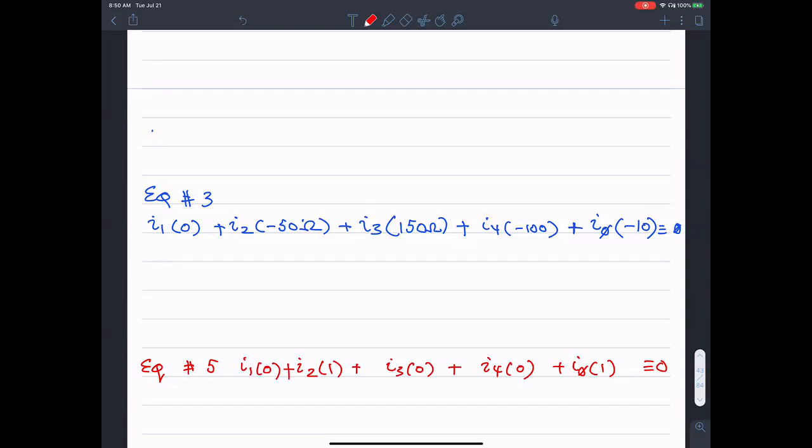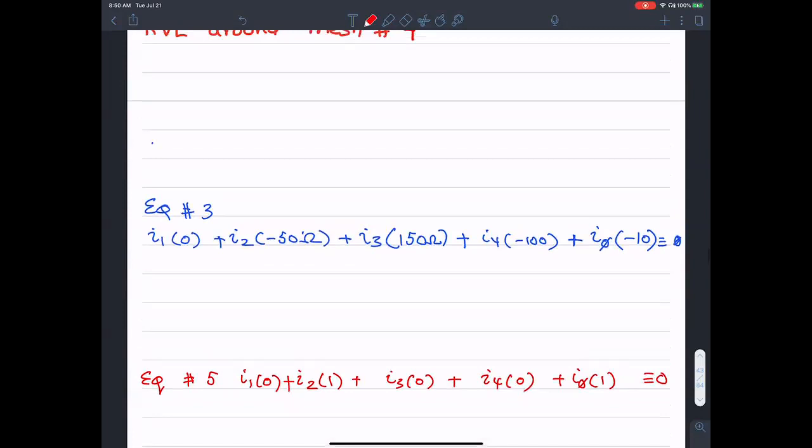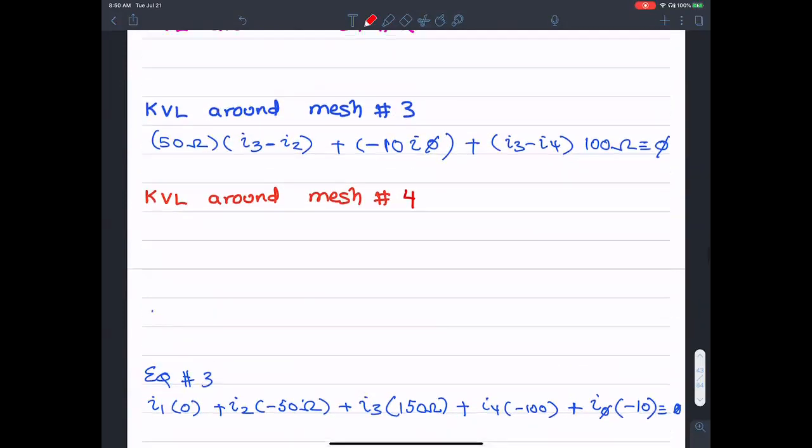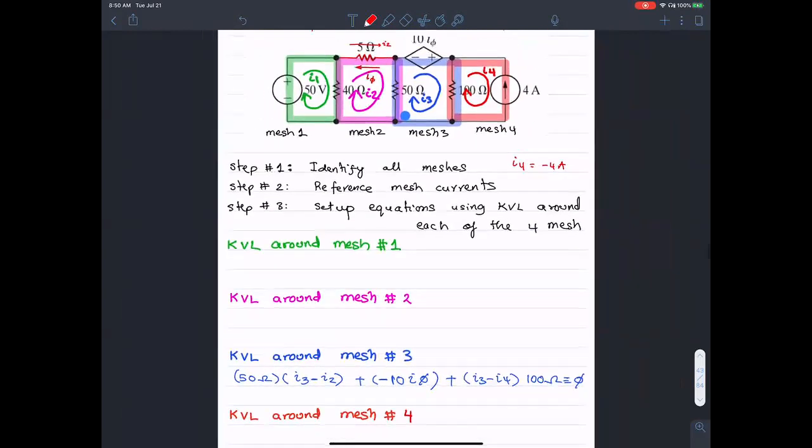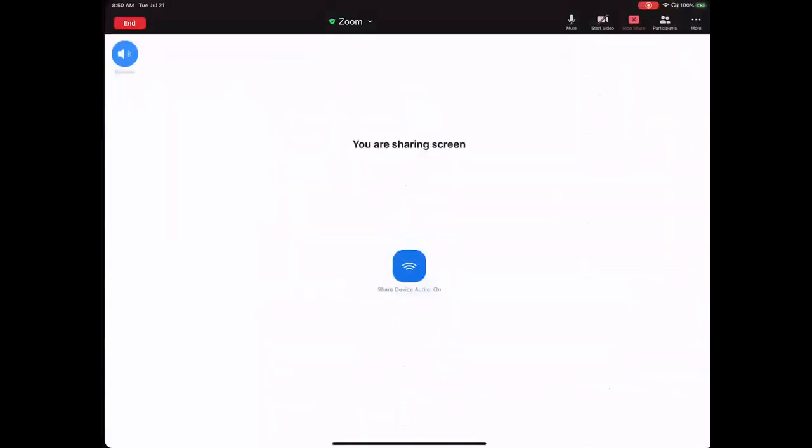So you want to write equations 4, 2, and 1. Let's see if you can take exactly 10 minutes to set up the KVL around mesh 1, mesh 2, and mesh 4. Give me 1 second.